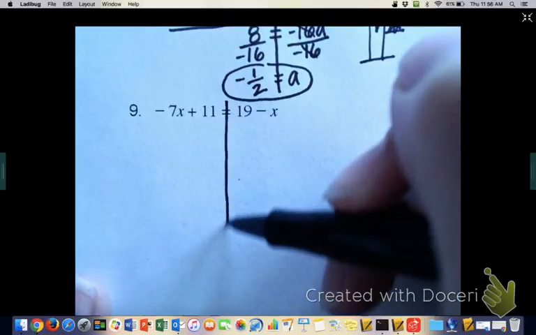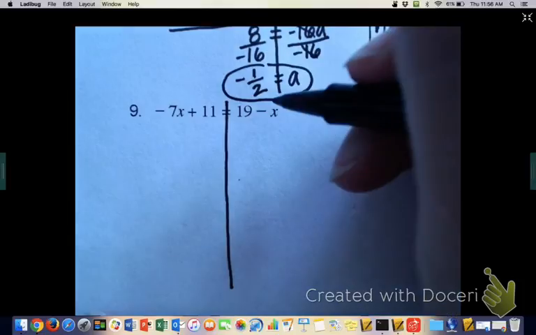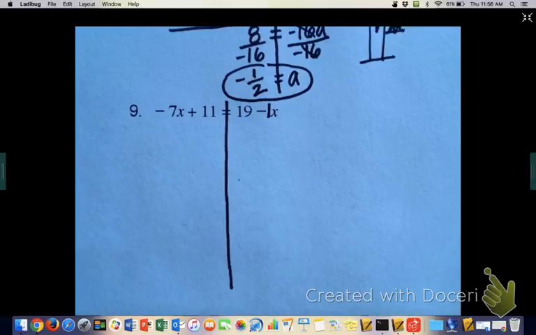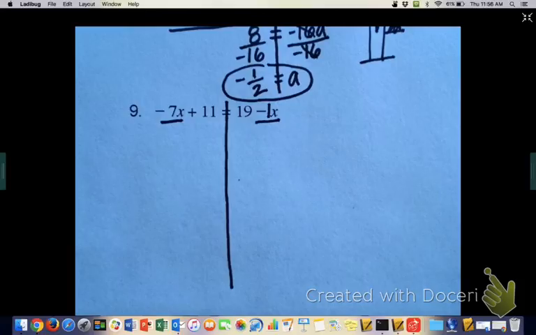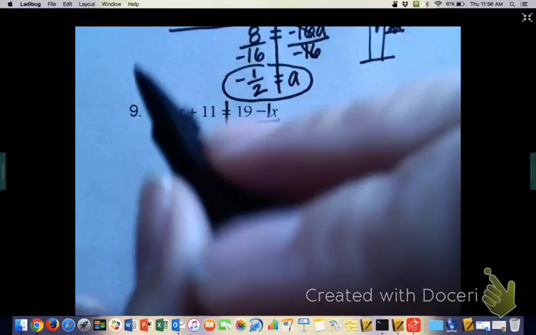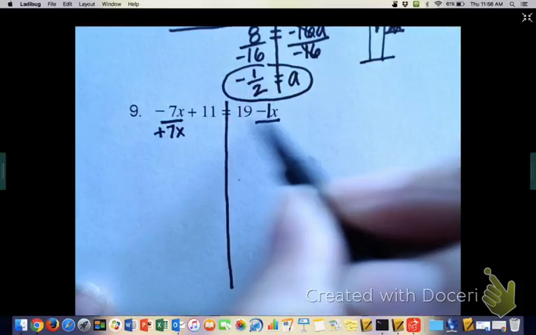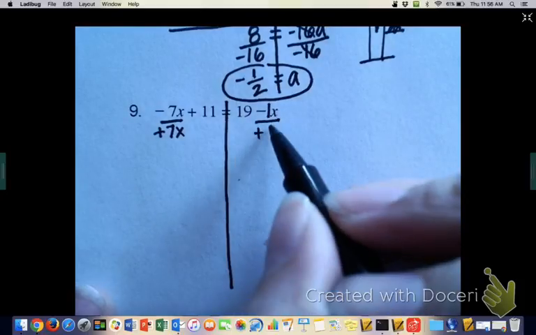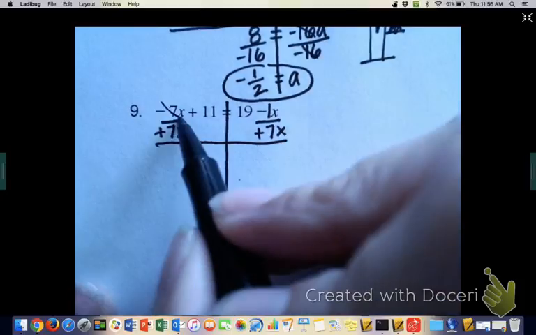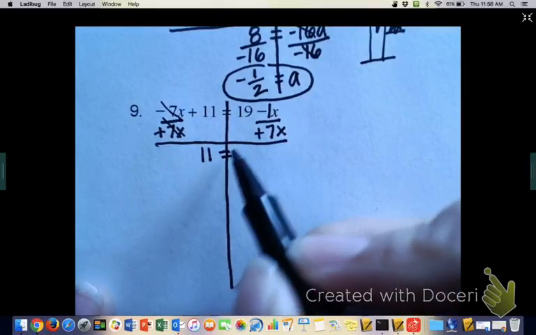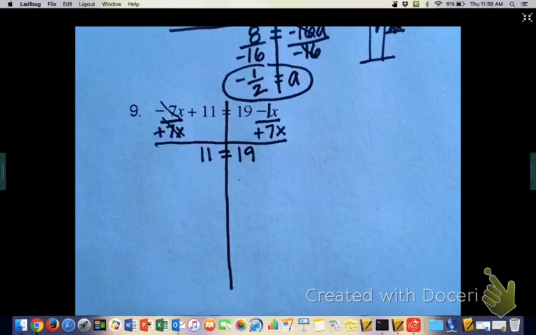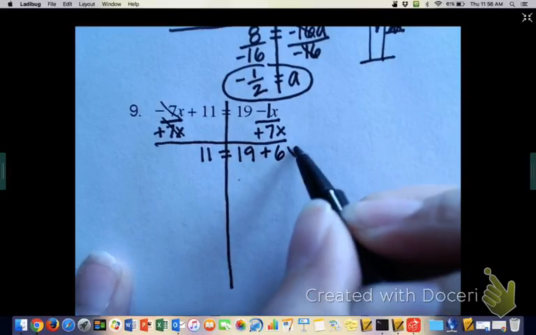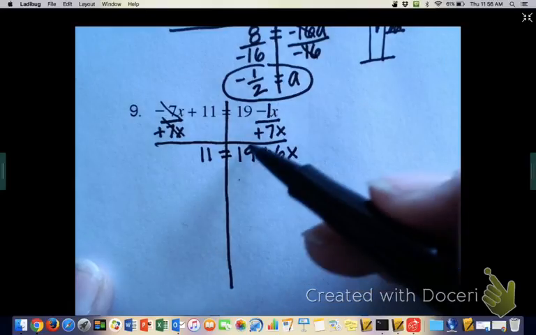Draw your line. I'm going to go ahead and put in the little 1 there. It just helps me remember that that's negative 1x. So we're going to have to either move negative 7x or negative 1x by adding them. They're both negative, so by adding it to the other side, I'm going to add 7x so that I can make this number positive. On the left, they cancel. Bring down your 11. Bring down your 19. Negative 1 plus 7 is positive 6. So plus 6x.